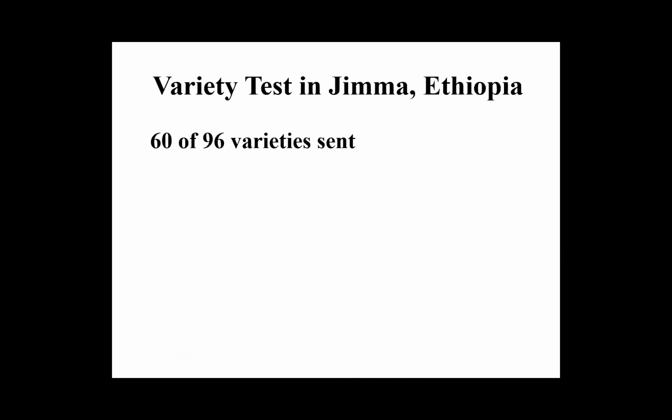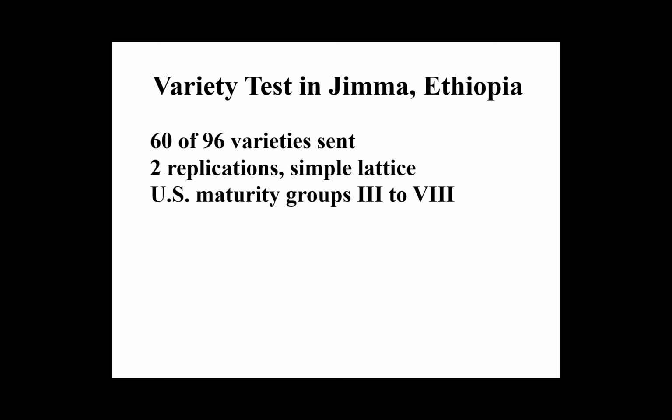So we sent the same set of material to Bush as we did to Nicholas. Bush had some problems with seed increases, and so he was testing 60 of the 96 varieties that we sent, and he had 2 replications in a simple lattice. These are in U.S. maturity groups 3 through 8. We had some lines from Brazil, some from China, some from the U.S., actually a couple from Mexico. And then he had 3 of the common Ethiopian checks that do well in that area.